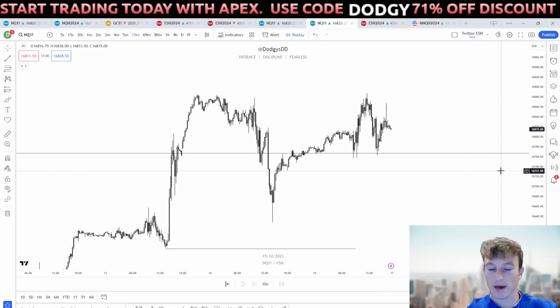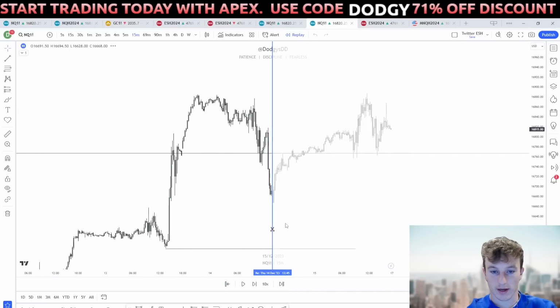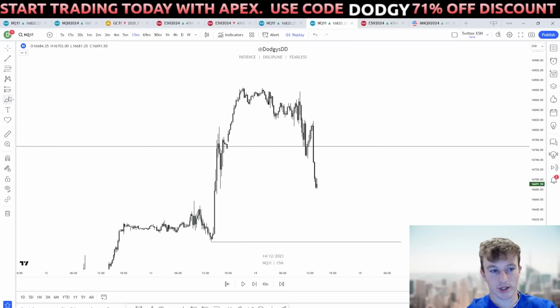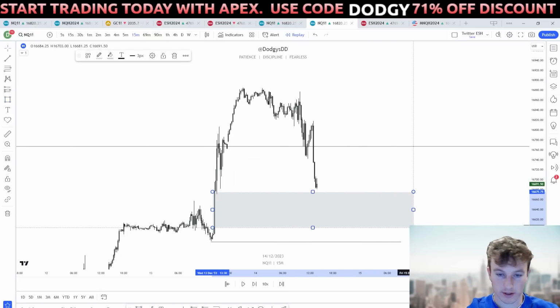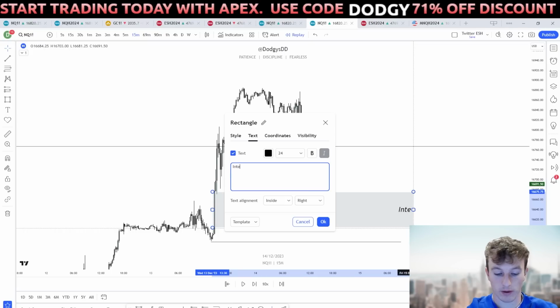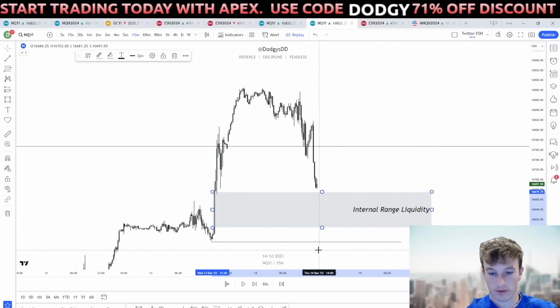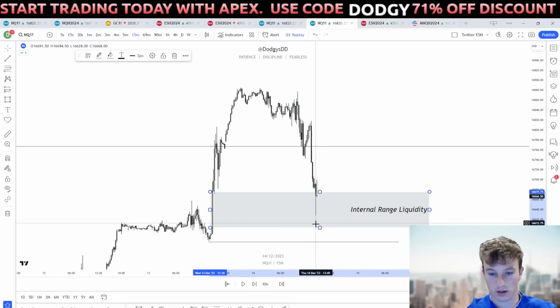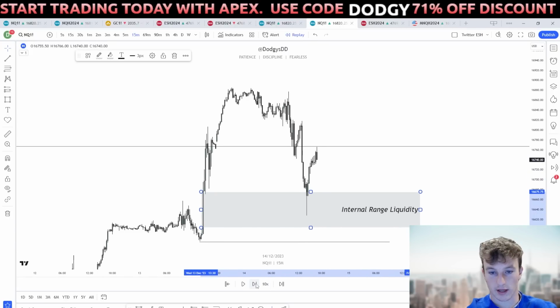So with the hindsight thing I was talking about, if I'm in live time and I see a dump like this, I'm not trying to guess if we're going to bounce out of this or not. I'm just waiting. As we know, this is our internal range liquidity. So I'm just sitting there waiting: will we bounce out of this or not? And we come into it about 1 o'clock. And then we start bouncing.